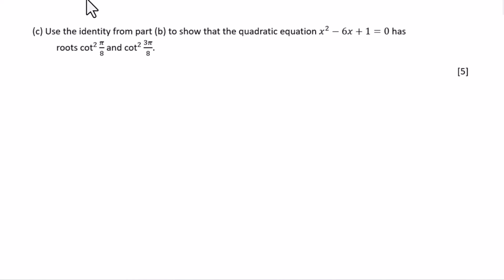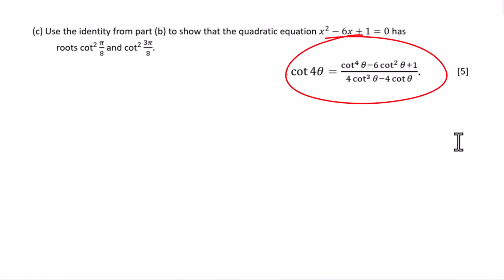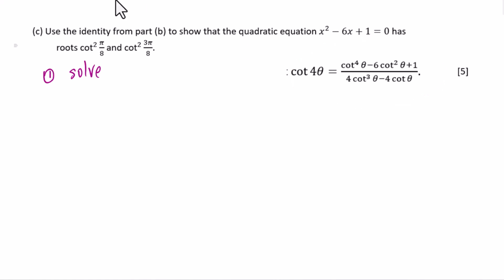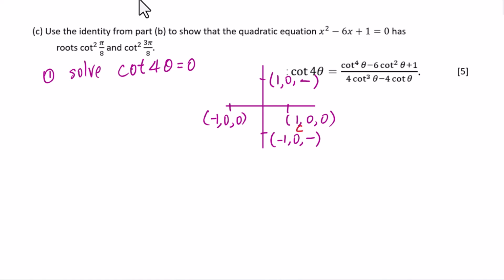Let's go to C. Use the identity from part B to show that the quadratic equation x squared minus 6x plus 1 equals 0 has roots cotangent squared pi over 8 and cotangent squared 3 pi over 8. This is the result from part B. First step, solve cotangent 4 theta equals 0. Let's go to this unit circle.